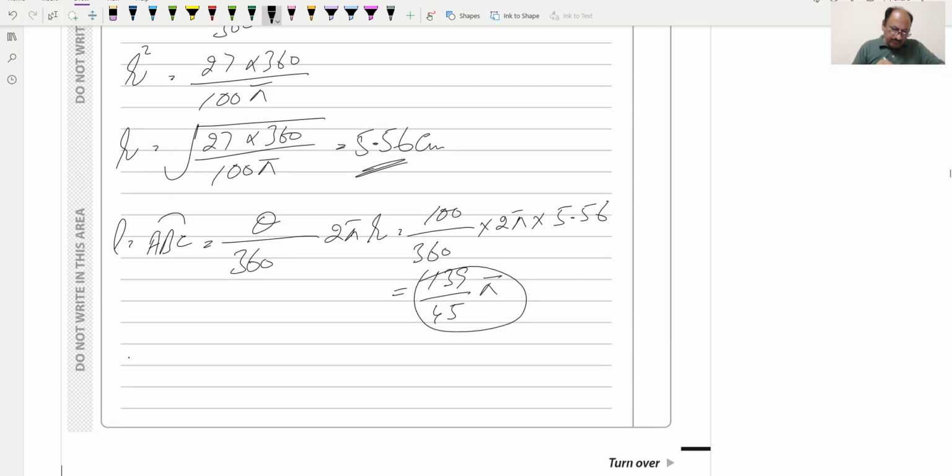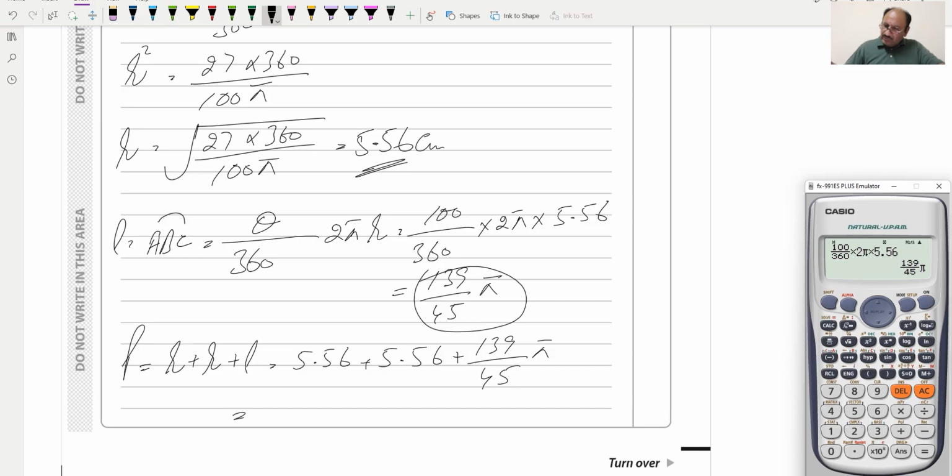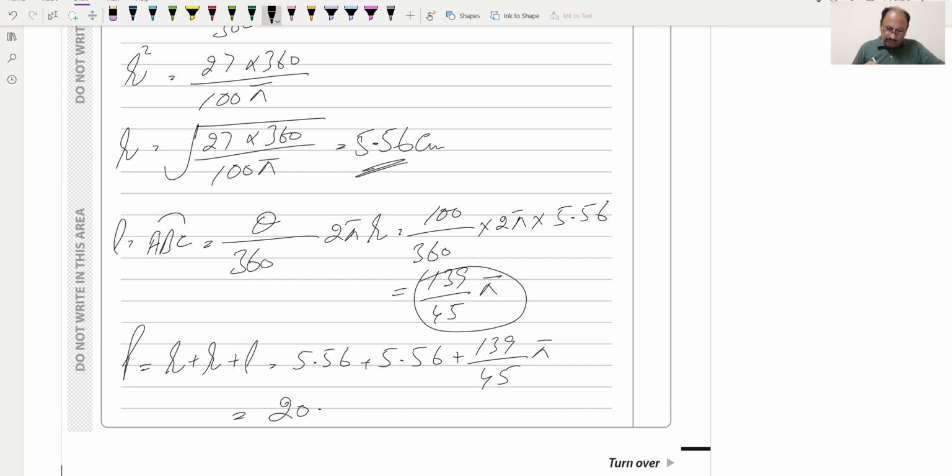Now we have to find the perimeter. Perimeter will be r plus r plus l, and this will be 5.56 plus 5.56, plus 139 over 45 pi. This is already there, so we'll add 5.56 plus 5.56, and this is equal to 20.82. We can write here 20.82, and this will be in centimeters.